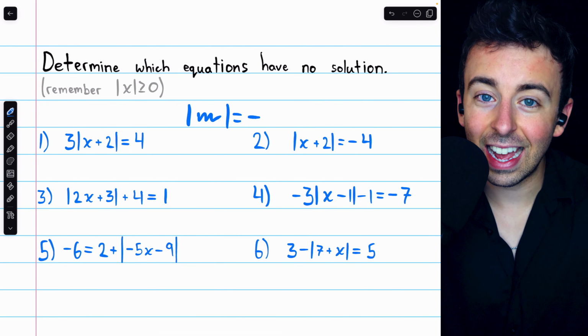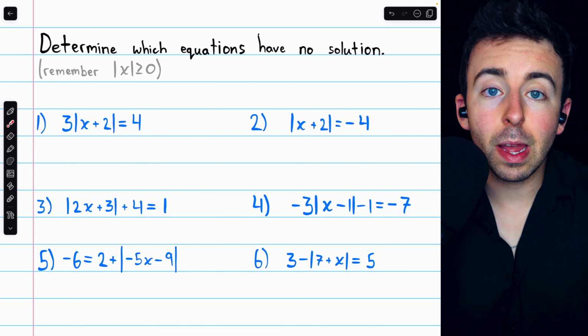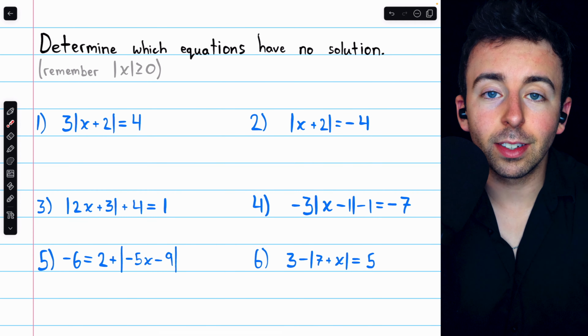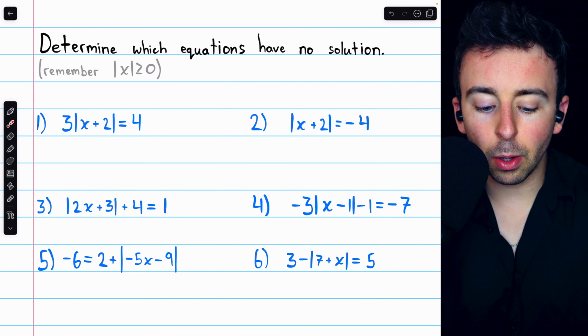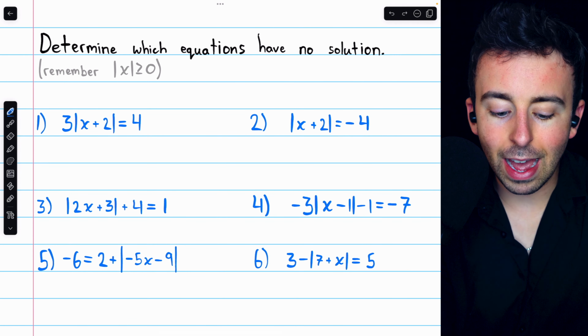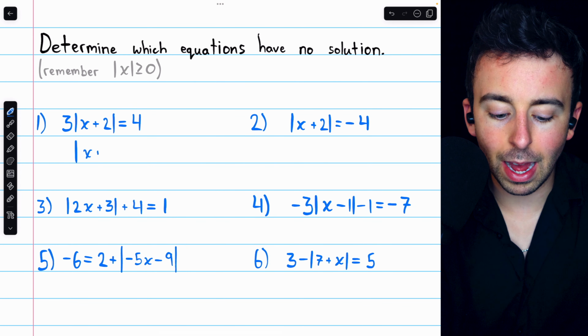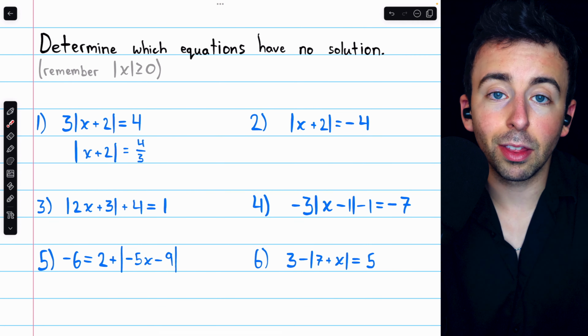Beginning with this first equation, we see that 3 times the absolute value of x plus 2 must equal 4. Now, 4 is positive, so you may be quick to say, yes, this has a solution because it equals a positive number. But you have to consider the other stuff going on. In this case, the absolute value is getting multiplied by 3. So yes, in this case, the equation does have solutions, because 3 is positive, so you could imagine dividing both sides of the equation by 3, and then we'd have the absolute value of x plus 2 equals 4 over 3. And clearly there's nothing wrong with that.